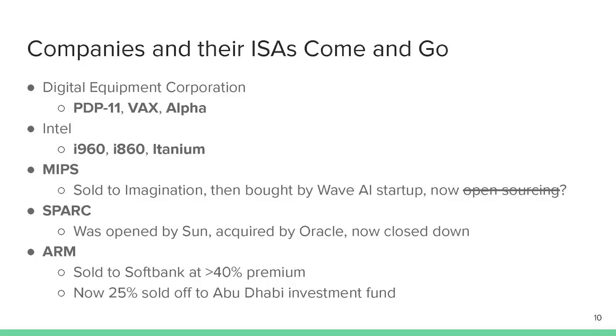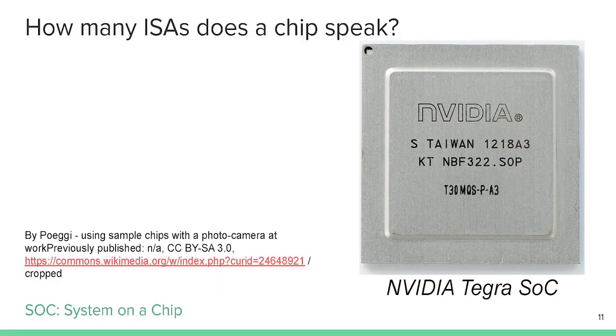Similar story with SPARC. They open sourced their open SPARC processor. Then the company got acquired by Oracle. They got shut down. There's still people making the processors, but it just comes and goes. And even ARM is incredibly popular right now, but the company itself was sold to SoftBank, and now it's being sold off to Abu Dhabi Investment Fund. You're never quite sure what these different investors might decide to do with the ISA.